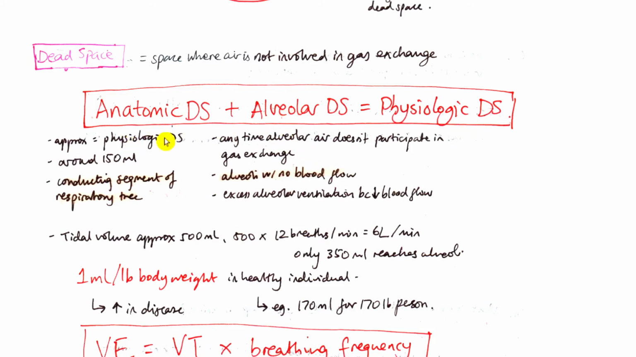So the anatomic dead space is approximately equal to your total dead space. So most of the dead space is anatomic dead space. It's around 150 milliliters, and it's formed by the conducting segment of the respiratory tree. So things like your trachea and your lobar bronchi, those don't really exchange gas, so that's all anatomical dead space. Now, alveolar dead space is where gas should theoretically be exchanged, so it's in the respiratory zone, but it's not, because the alveoli might not have enough blood flow, or some alveoli might be damaged or broken or anything like that. So this is any time the alveolar air doesn't participate in gas exchange. This is alveolar dead space.